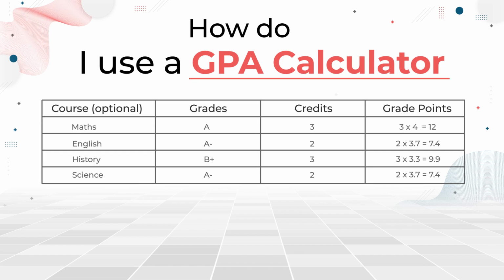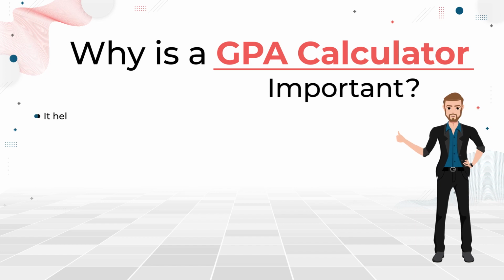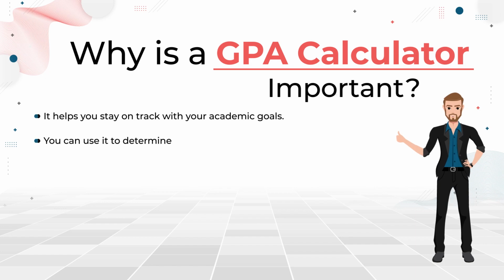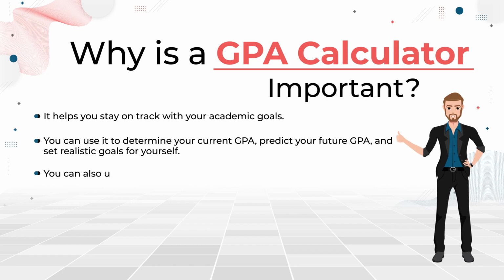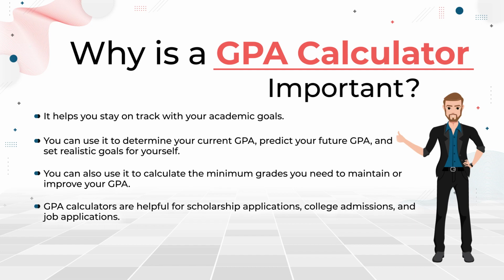point average. A GPA calculator is important because it helps you stay on track with your academic goals. You can use it to determine your current GPA, predict your future GPA, and set realistic goals for yourself. You can also use it to calculate the minimum grades you need to maintain or improve your GPA. Additionally, GPA calculators are helpful for scholarship applications, college admissions, and job applications.